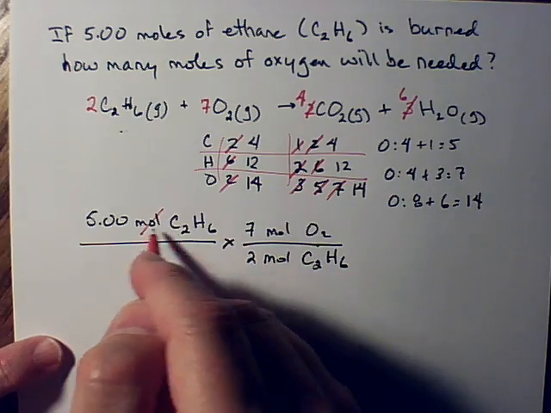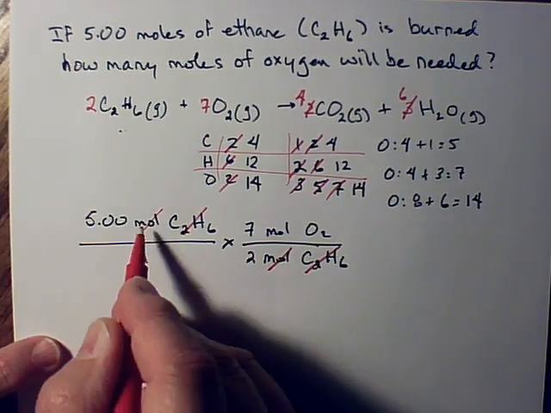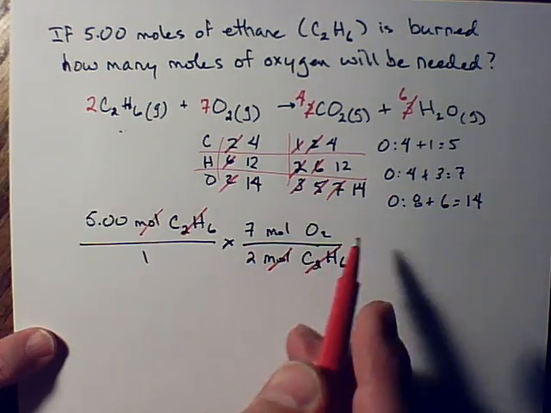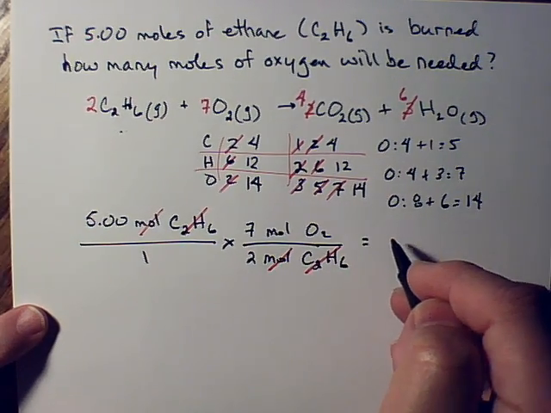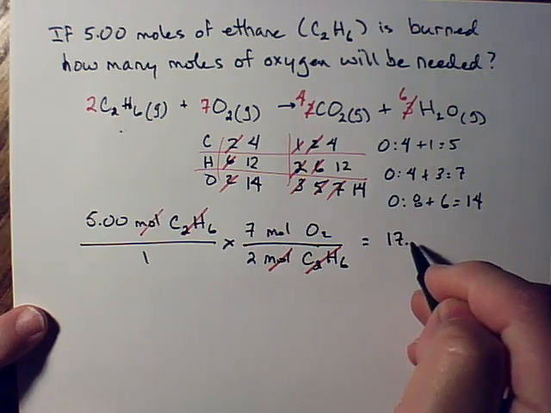So now we can go through and cancel. Moles cancels moles. Ethane cancels ethane. You do the math. And what does that come out to be? 17.5? Is that correct?